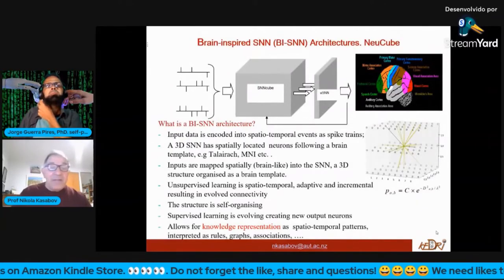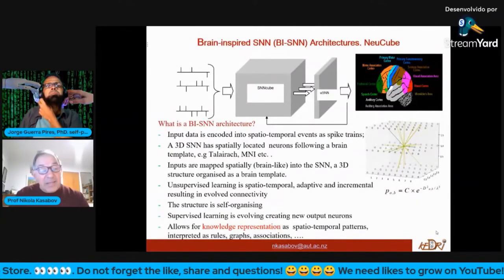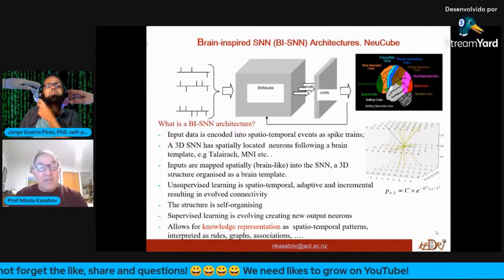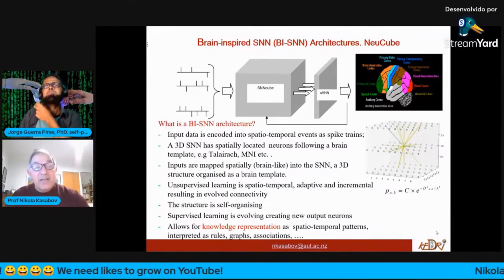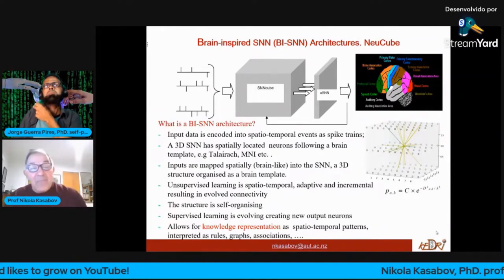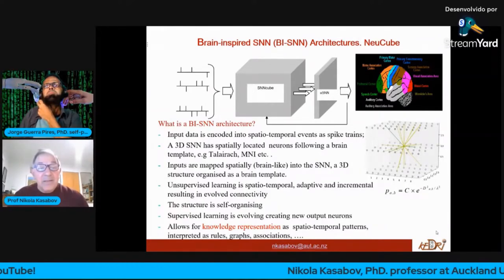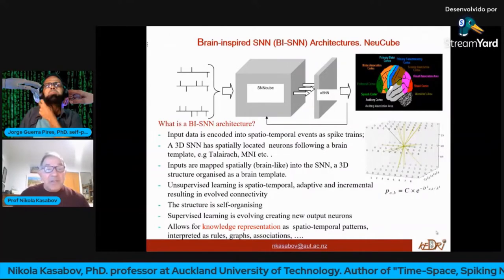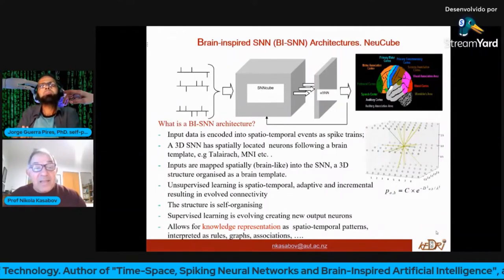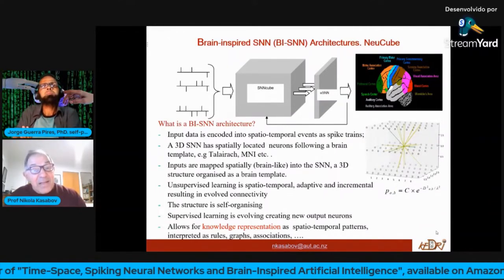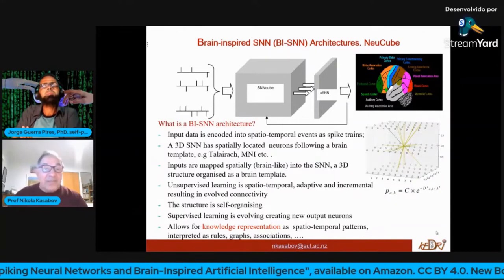And having these theoretical aspects of spiking neurons, spiking neural networks and learning, we can build so-called brain-inspired architectures. And we can have a brain template used to structure the spiking neural network, spiking neurons in a three-dimensional space. And every neuron from this space has certain correspondence to areas of the brain. So we have a brain structure here. Next slide, please.